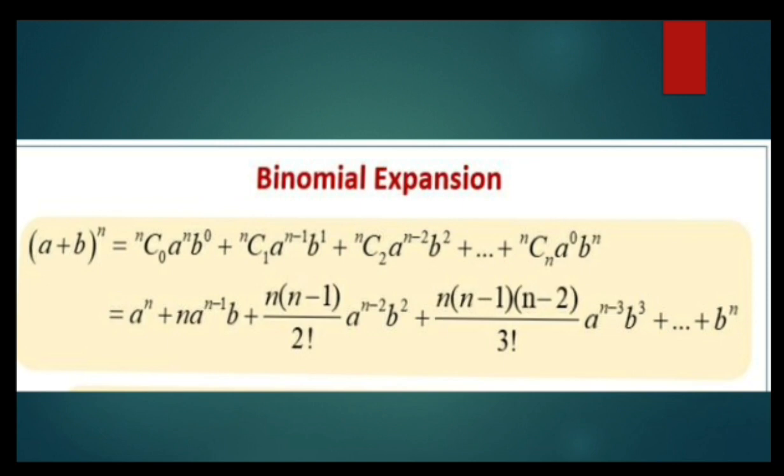Binomial expansion is an application of the previous formula. Binomial expansion is simple to verify, that is a plus b to the power of n equals nC0 into a to the power of n into b to the power of 0 plus so on, up to nCn a to the power of 0 into b to the power of n. Here the coefficients of the binomial products are the elements in the Pascal triangle, which is explained further.